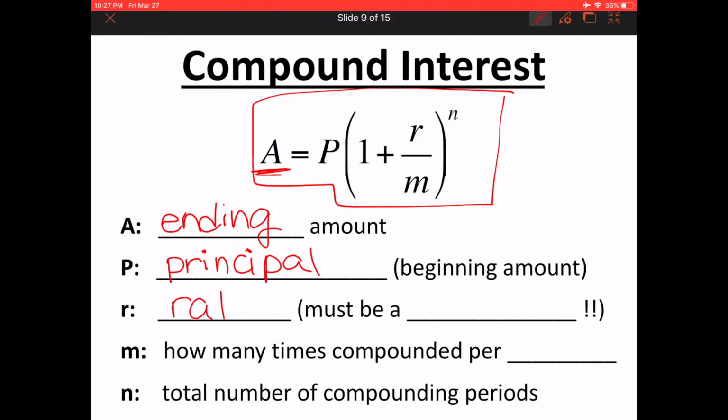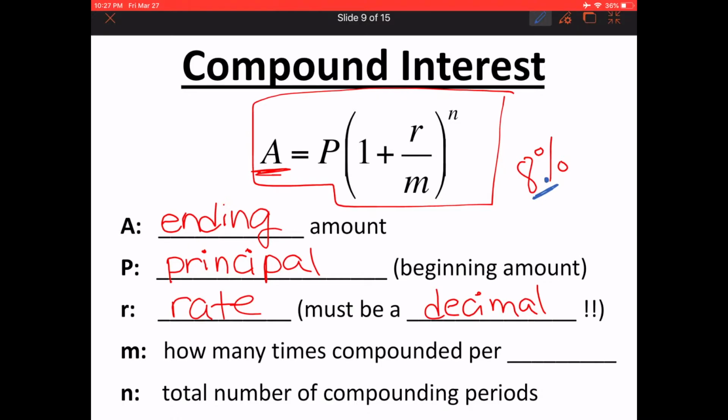R is going to be the rate. However, the rate must be a decimal. So keep in mind, usually they'll tell you that the rate is growing at 8%. However, we cannot just write 8 and call it a day. We have to turn this percent into a decimal.